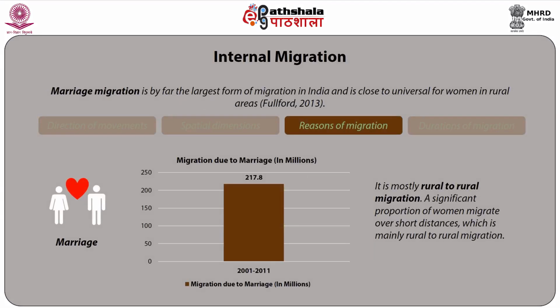Marriage migration is by far the largest form of migration in India and is close to universal for women in rural areas. Around 217.8 million women in India moved to live with their husband's family on marriage in the last decade, according to the 2011 census. It is mostly rural to rural migration. A significant proportion of women migrate over short distances.